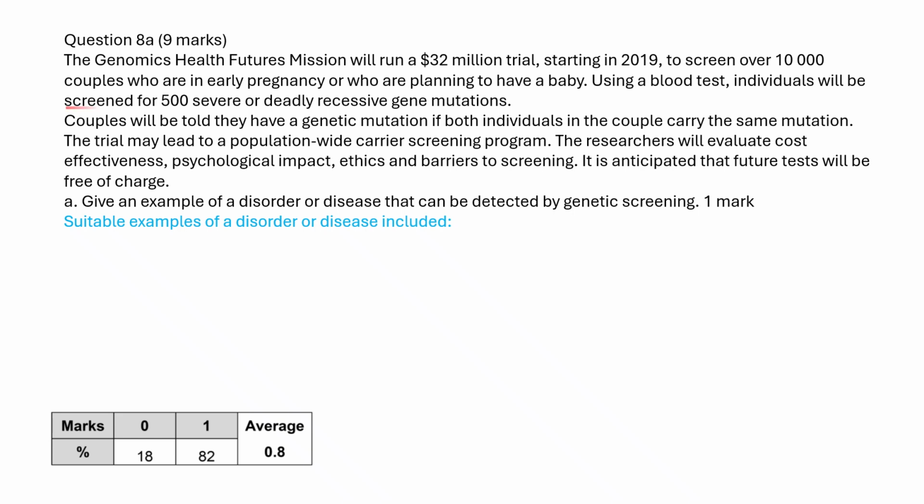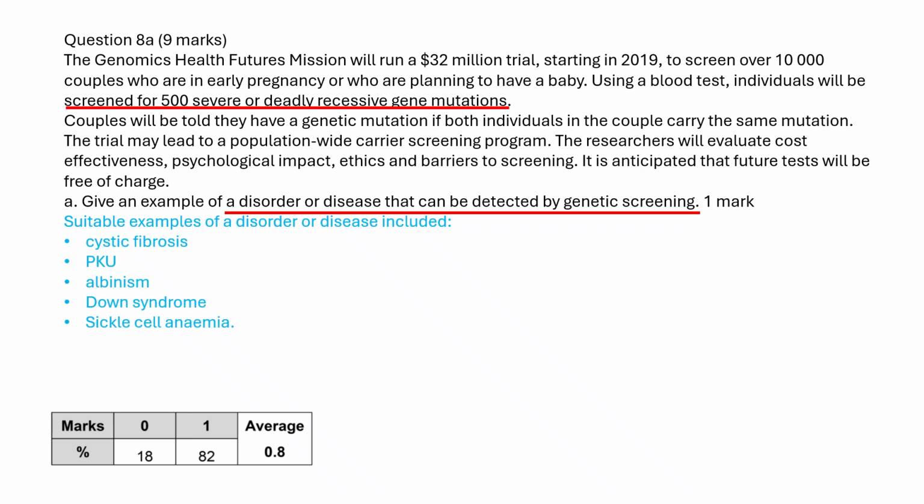Using a blood test, individuals can be screened for 500 severe or deadly recessive gene mutations. Genetic screening is capable of detecting disorders like cystic fibrosis, PKU, albinism, and sickle cell anemia, among others.